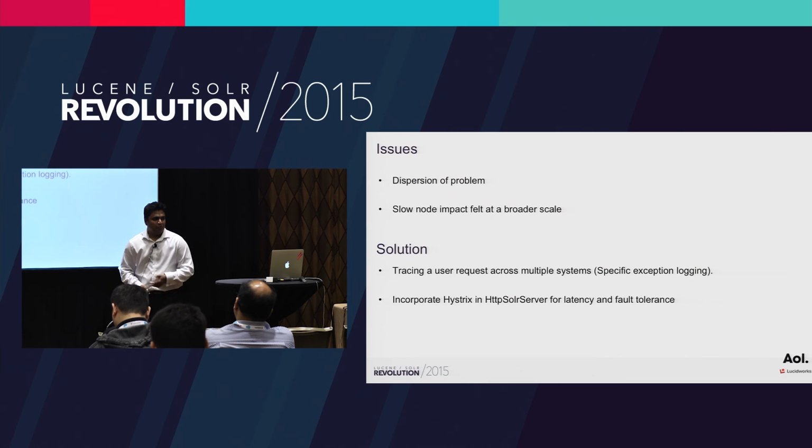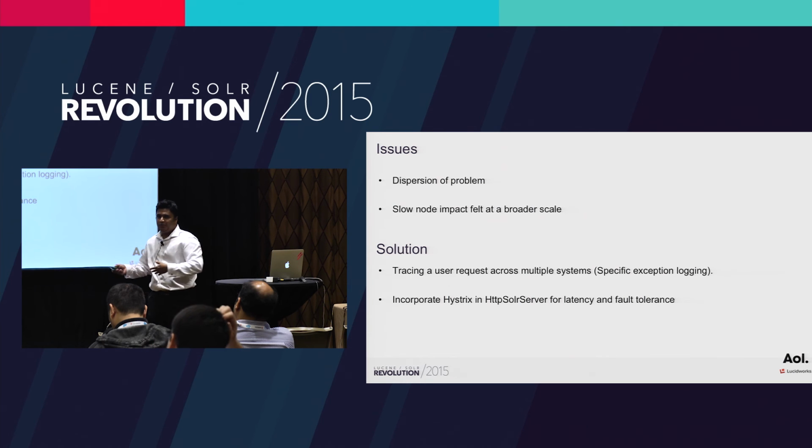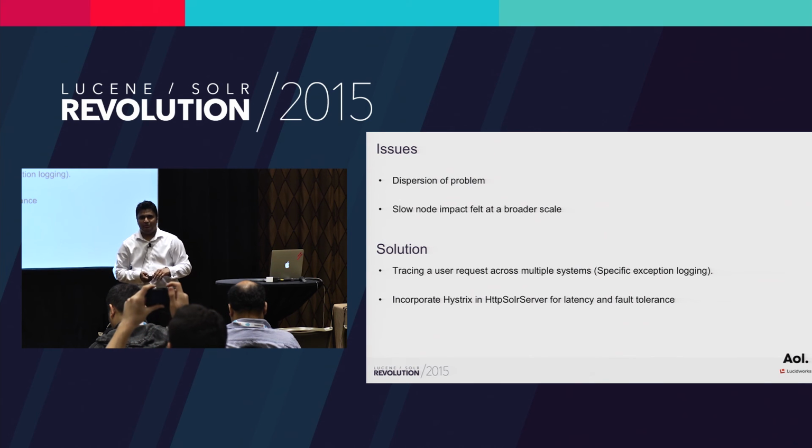So to come up with these issues, we figured out some quick solutions we could do. One of the things was we started putting in tracing of a user request across multiple systems. So now if there's a problematic user, we have another system for maintaining our logs, so we can quickly find exception issues and everything, and trace it down.